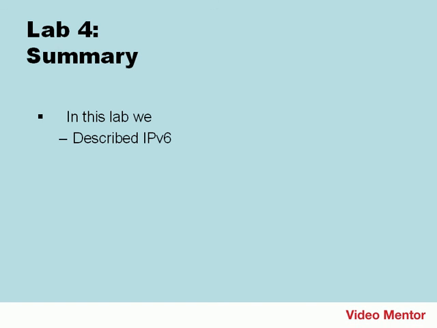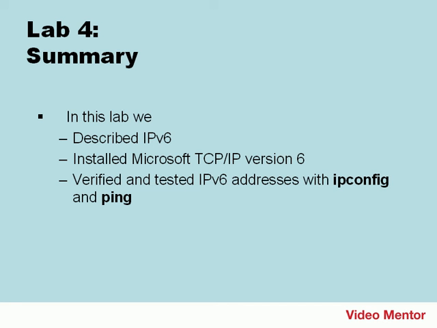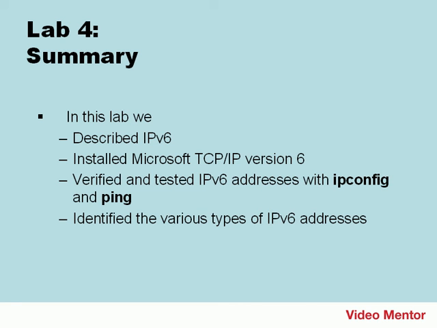Okay, in this lab we described IPv6, we installed Microsoft TCP/IP version 6, and by the way, it installs the same way to a Windows client as it does on a Windows server. We verified and tested IPv6 addresses with ipconfig and with ping. We identified the various types of IPv6 addresses, and also we added an address with the netsh command. Up next is Lab 5, Configuring DHCP.